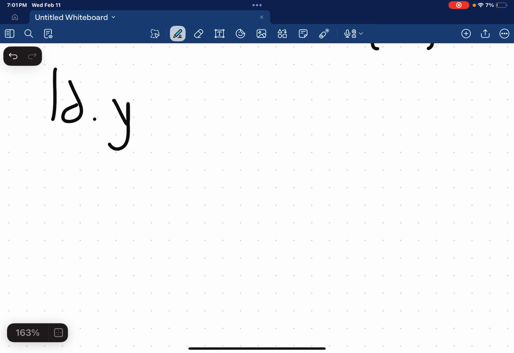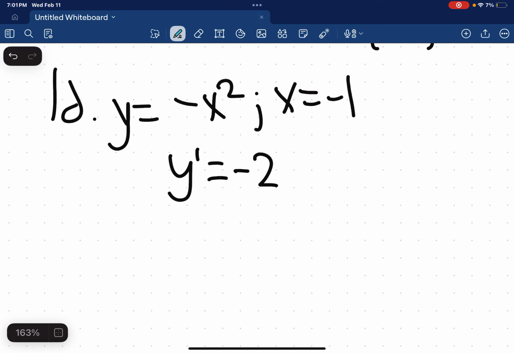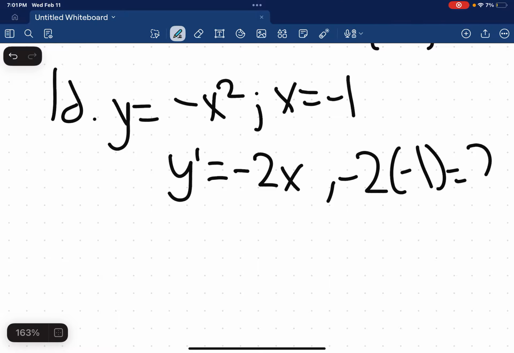On to 1d, we have y is going to be equal to negative x squared at x equals negative 1. Even easier. Once again, power rule this, and we get our answer of 2.